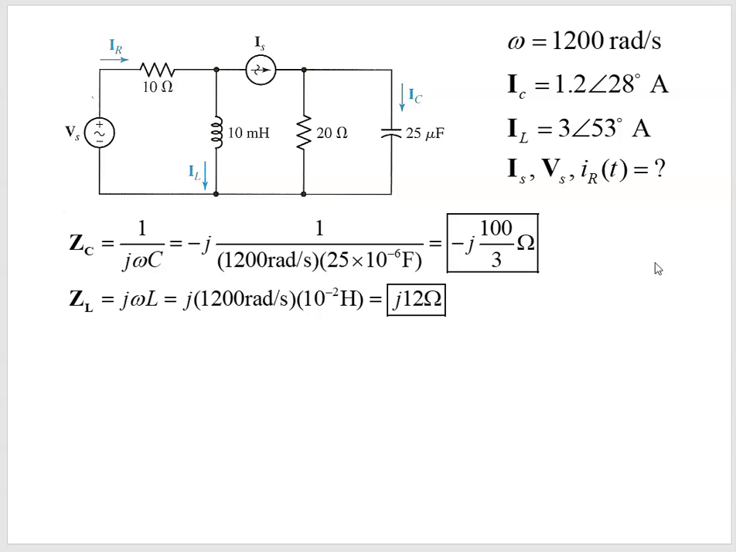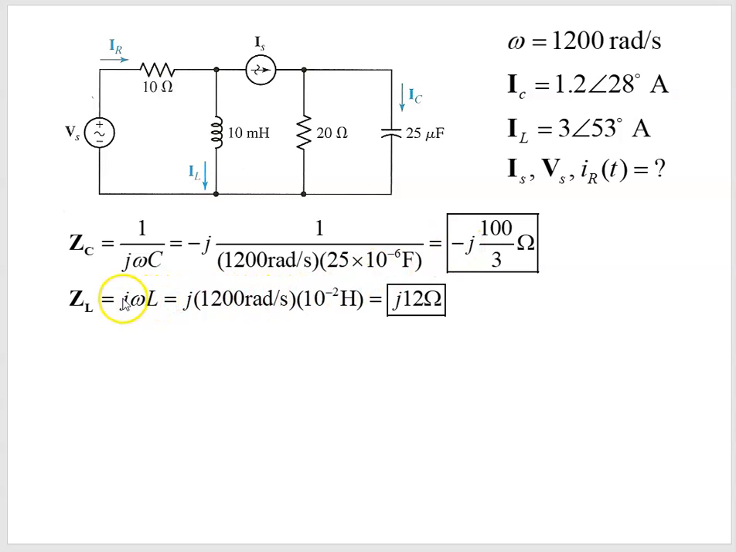So since we know the frequency, and we know the inductances and capacitances, we can determine their impedances. So we'll look at it in terms of impedance. We'll look at our capacitive impedance, 1 over j omega C, or negative j times 1 over omega C. And at 1200 radians per second, this 25 microfarad capacitor has a reactance of negative 100 over 3, or we could write that as 33.33, but we'll leave it as 100 over 3 ohms, and it's negative.